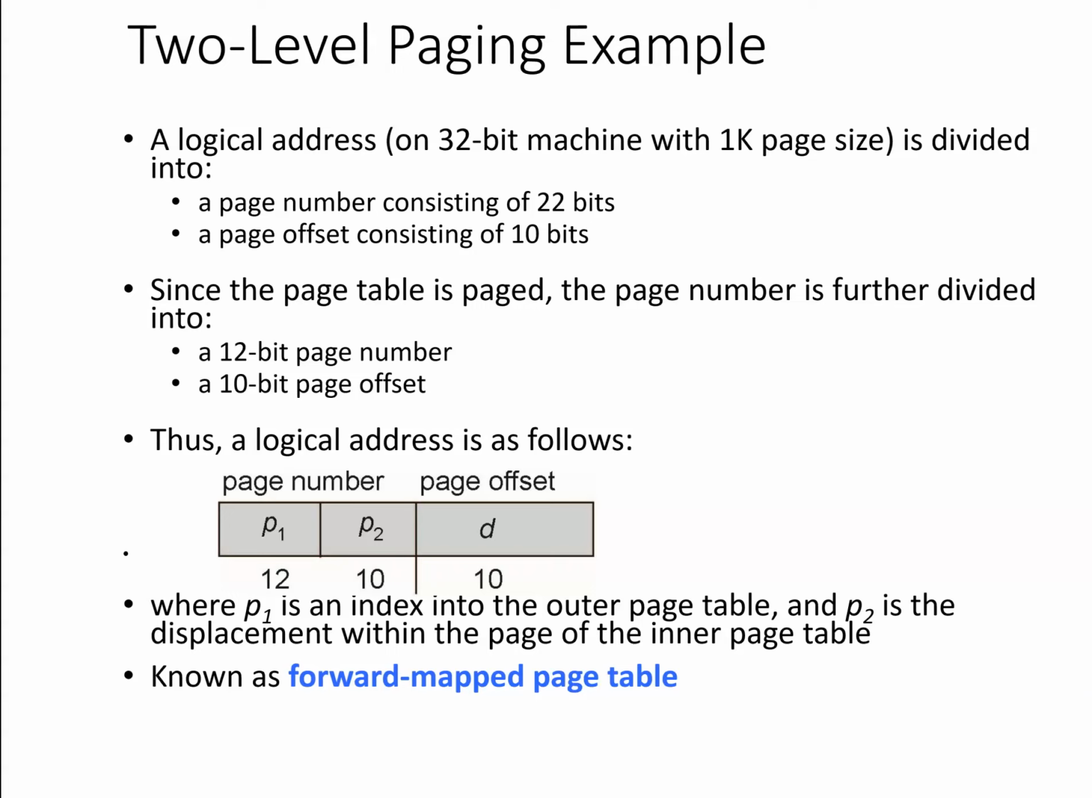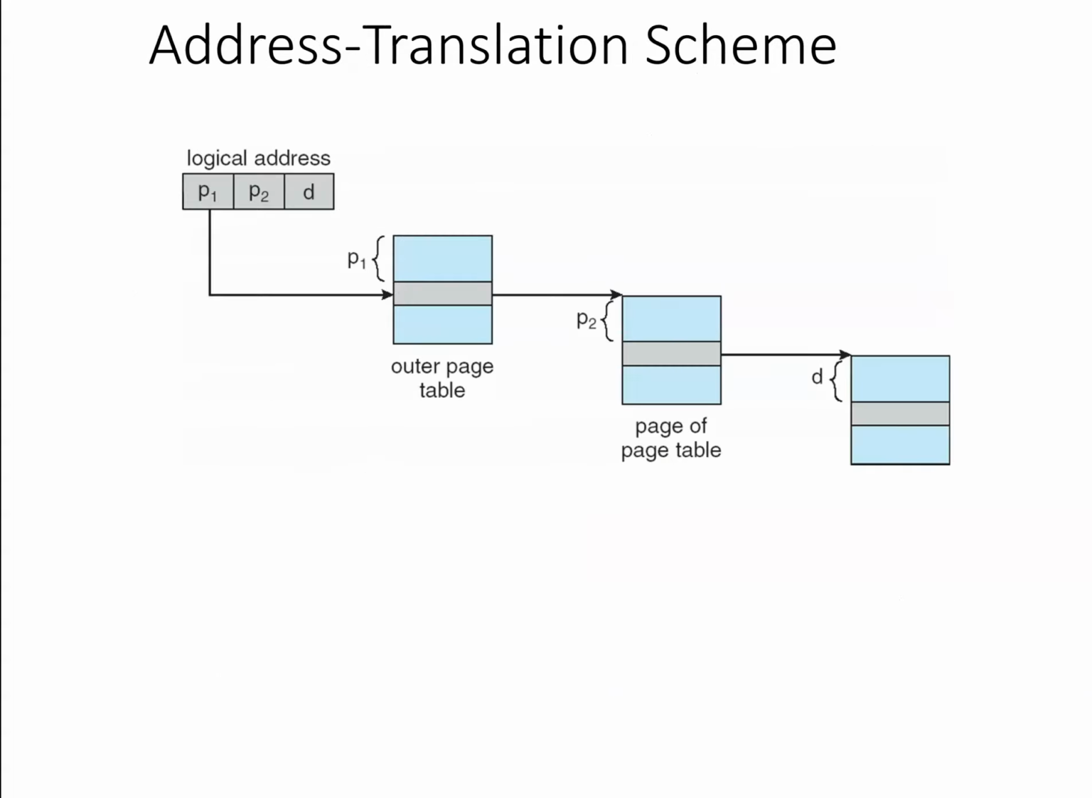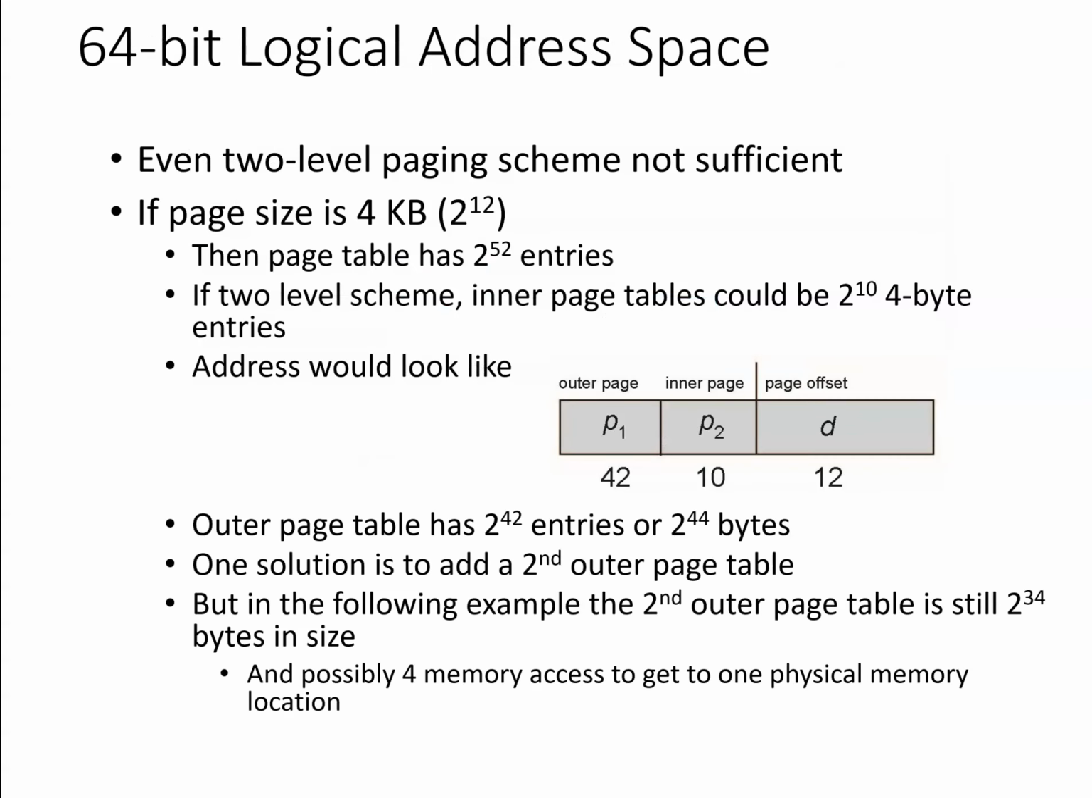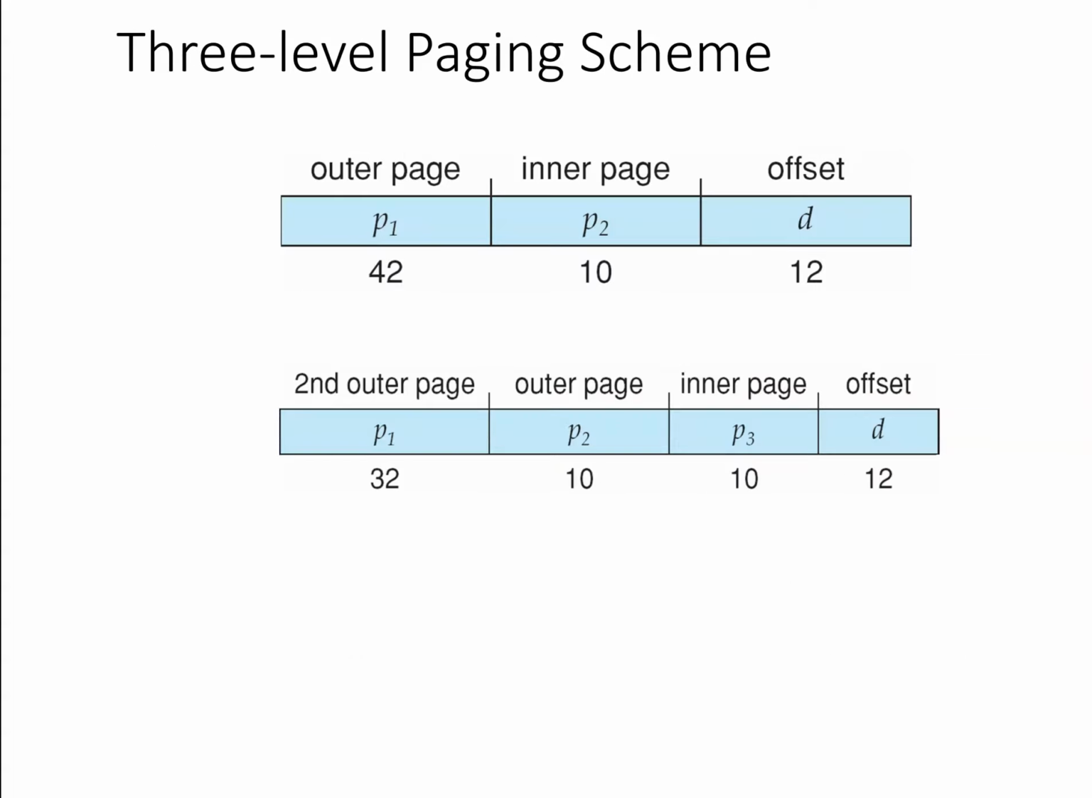So a 32-bit address would be divided into a page number. A logical address would be a page number and an offset. Since it's paged, we'd further divide that into 3 pieces. And our address translation scheme would be an outer page table back to the page of a page table, and so forth. However, for a 64-bit logical address space, that gets even more out of control. So it could take up to 4 memory accesses to get 1 page.